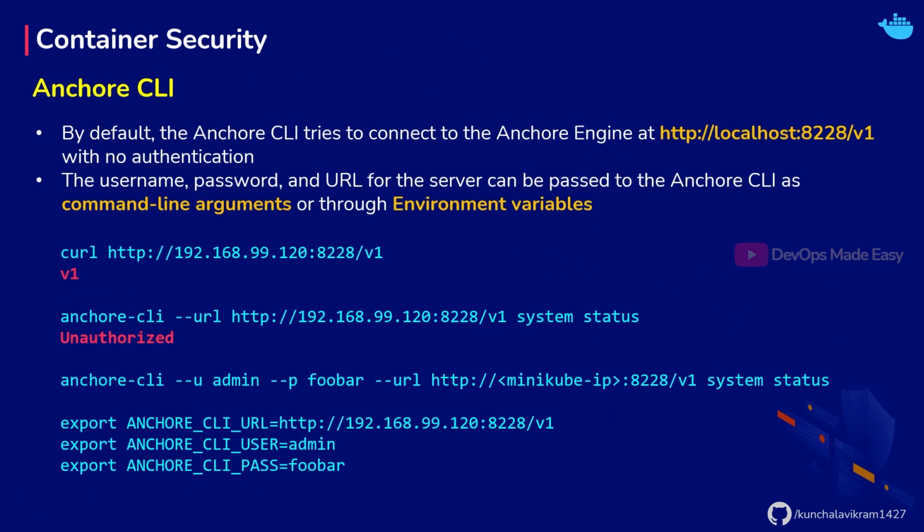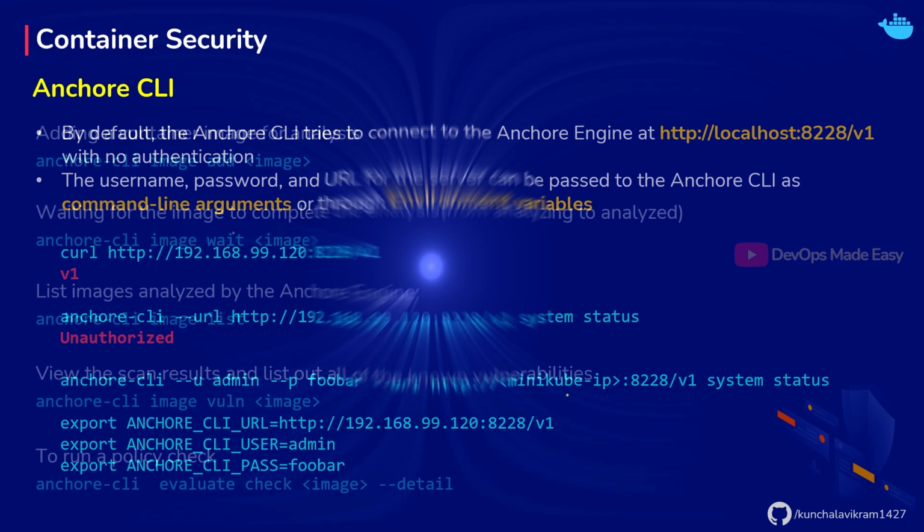By default, the Anchore CLI tries to connect to Anchore Engine on port 8228 without any authentication. But we also need a username, password, and proper URL to talk to the Anchore Engine. If you do not provide the username and password, you are not authorized to access the engine. We can provide the username and password directly on the command line, or we can also use environment variables so that Anchore CLI can read them while talking to the Anchore Engine.